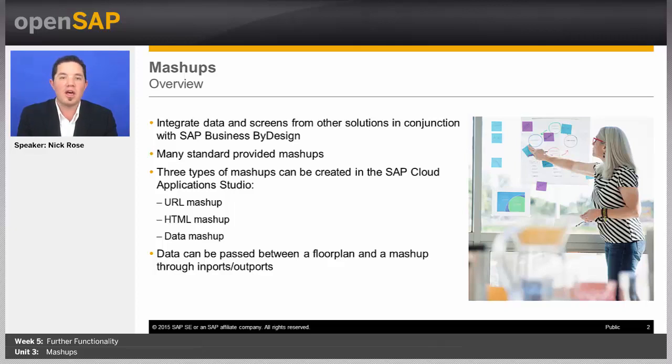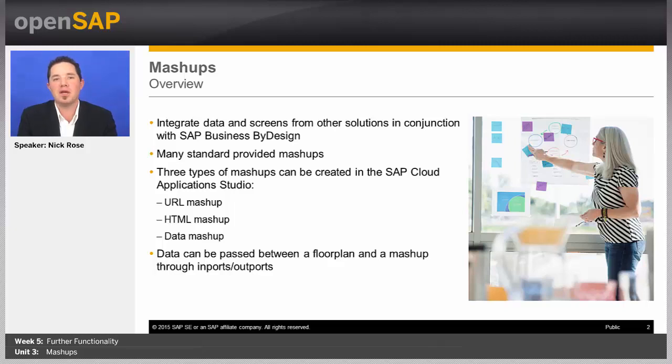Now, there are a lot of different standard mashups out there. You could go to any screen, go into the key user tool, the administration mode, and see what mashups are available for that particular screen, whether it's business information or a map showing some type of address. If you go through the Help Center in SAP Business ByDesign, it'll talk all about what type of mashups are available and where and how to use them.